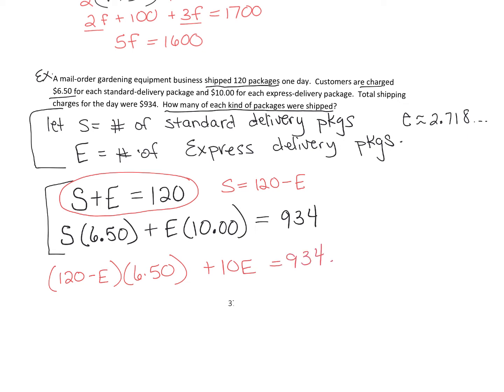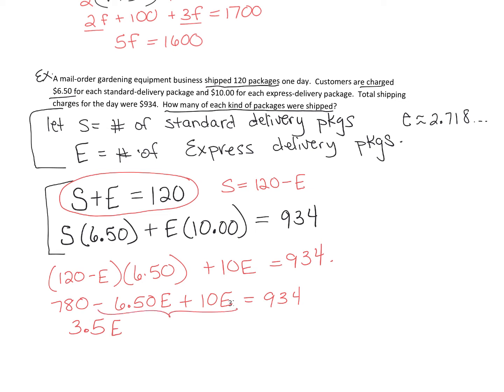And then I'm going to distribute. 650 times 120 gives 780 minus 650E plus 10E equals 934. Now we have 10 minus 650, we'll get 3.5E. That's just collecting these like terms.